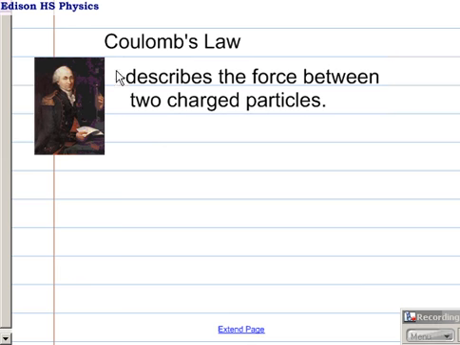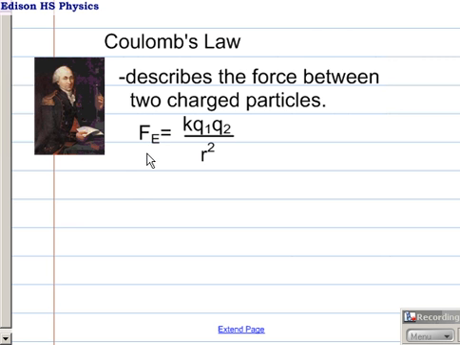This video deals with Coulomb's law. Coulomb's law describes the force between any two charged particles. So anytime you see two charges separated by some distance in a formula, you want to use this guy, Coulomb's law. It sets up pretty similar to Newton's law of universal gravitation.